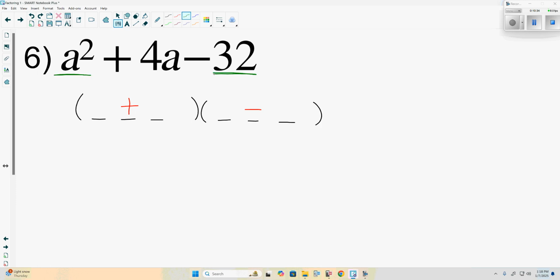Factors of the first and third term. What are the factors of a squared? A and A. Are there any others? Nope. And whenever we just have that one set of factors, might as well go on and plug them in.